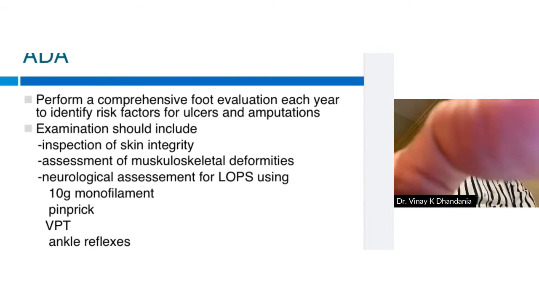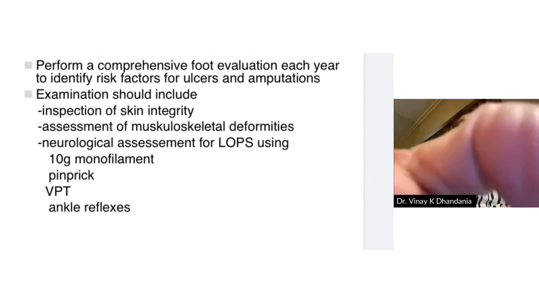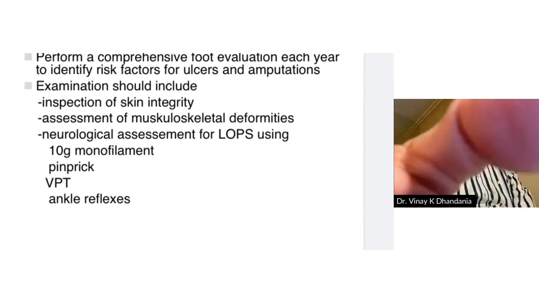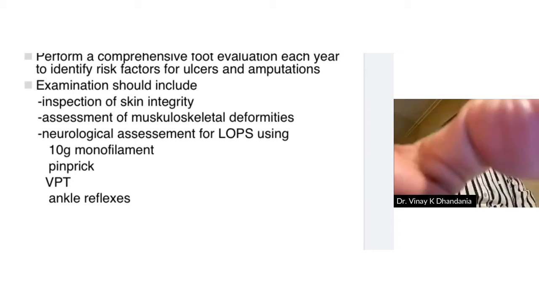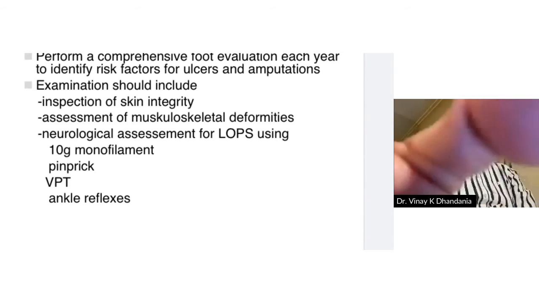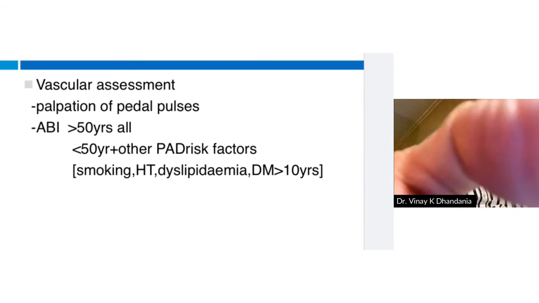Examination should include inspection of skin integrity, assessment of musculoskeletal deformities, and neurological assessment for high suspicious lesions using 10 gram monofilament, pinprick, and VPT. We all are doing this in day-to-day practice. Ankle reflexes. ADA also recommends vascular assessment by palpation of pedal pulses, and ABI, that is ankle brachial index, for everyone more than 50 years of age, or patients who are at high risk, for example, smokers, or who have a family history of premature atherosclerotic disease.